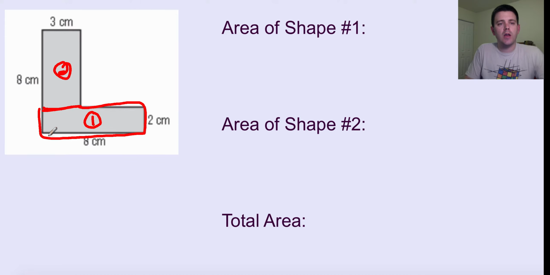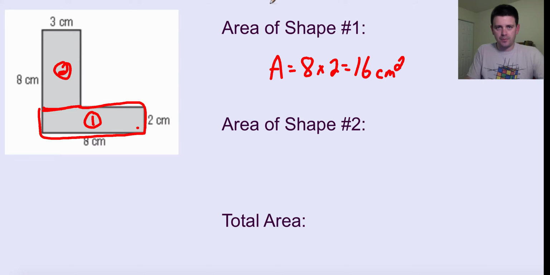This rectangle here has a base of 8 and a height of 2. So to find my area, I do base times height, which is 16 centimeters squared. Remember not to leave your answer naked. Make sure you include your units there. Now I want to find the area of my second one. That's this one up top.